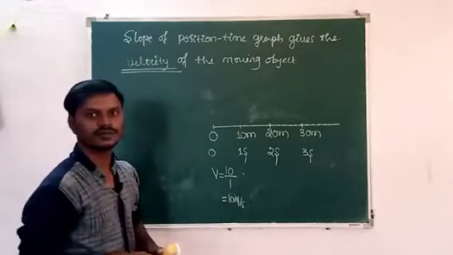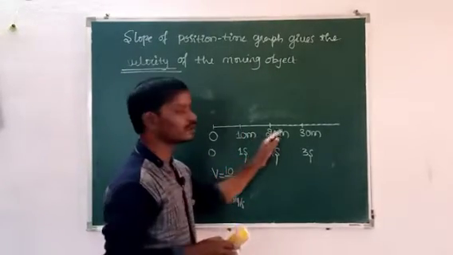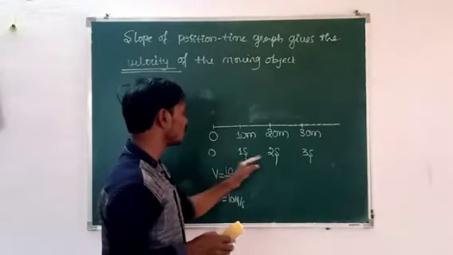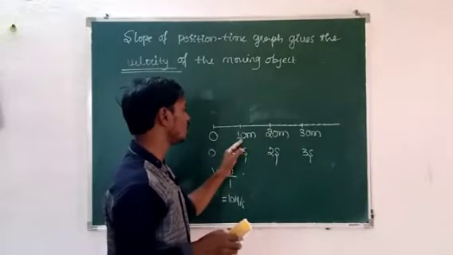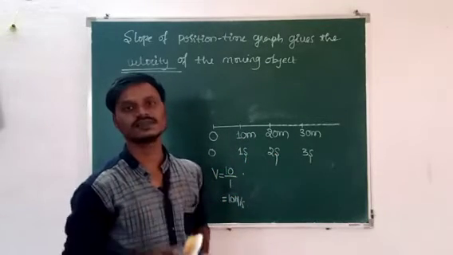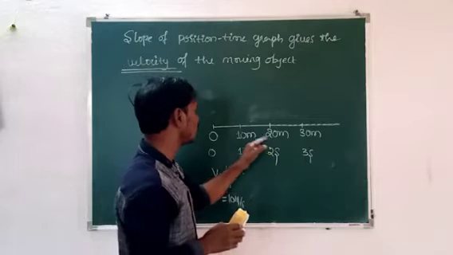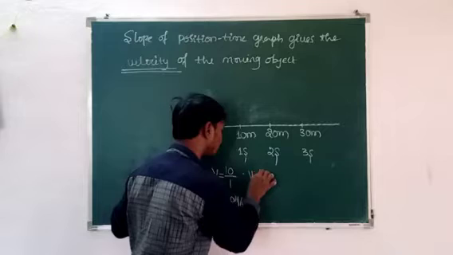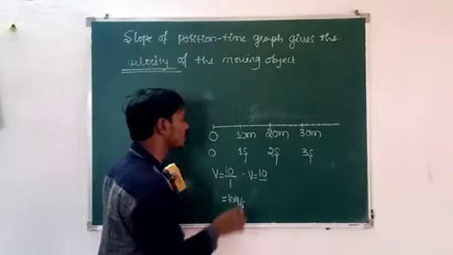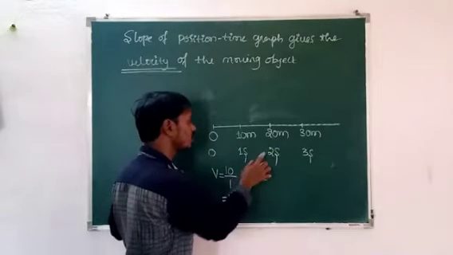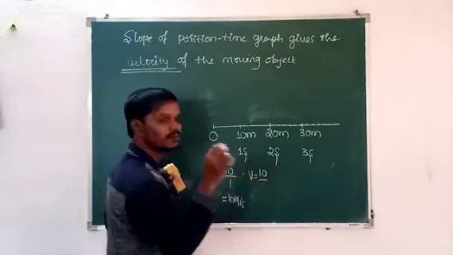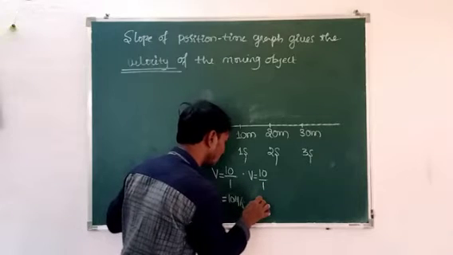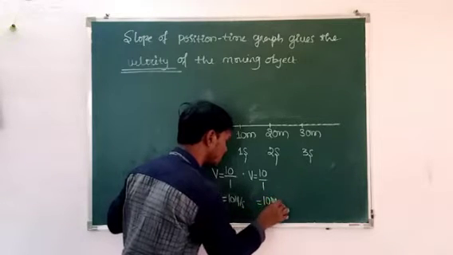Next, the object is displaced from 10 meter to 20 meter in the time interval 1 second to 2 second. Then what is the displacement of the object here? That is 20 minus 10, which is 10. Then what is the time interval to cover the distance from 10 meter to 20 meter? That is 1 second to 2 second, so the time interval is 2 minus 1, which is 1. Then the velocity is 10 meter per second.